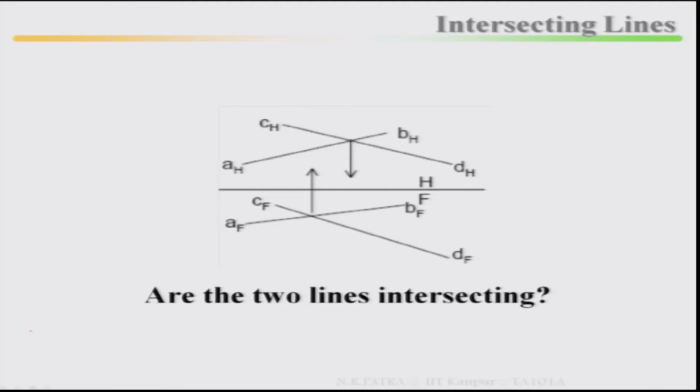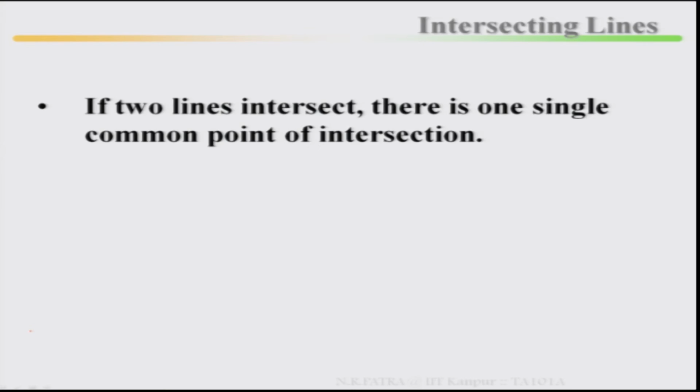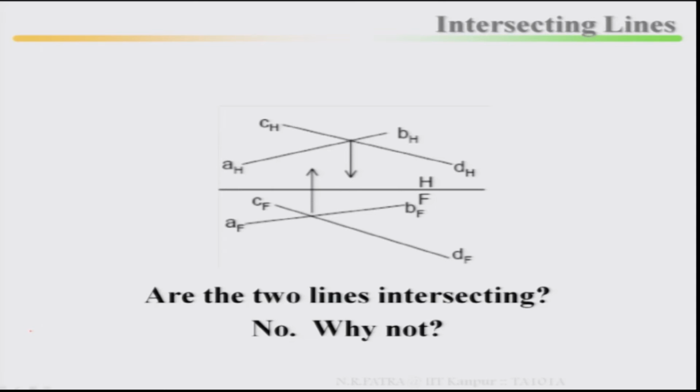Now, look at here. Are the two lines intersecting? No. Why not? Let us see. If two lines intersect, there is one single common point of intersection. How can there be two different points of intersection here?